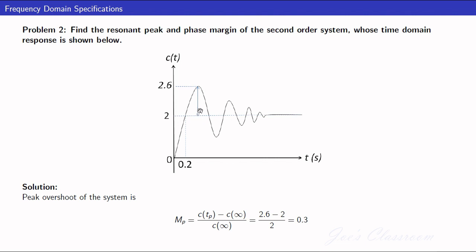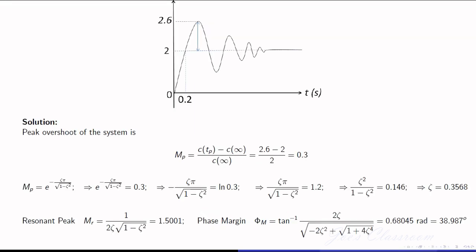But as I said before, to find out resonant peak and phase margin, you need zeta, and we can make use of this peak overshoot value to calculate the zeta. The peak overshoot is related only to zeta, and therefore if I equate using the expression for peak overshoot, I will be able to get the value of zeta. So MP is e power minus zeta pi by square root of 1 minus zeta square, and that is equal to 0.3. This exponential can be removed by taking a natural logarithm on both sides. The right side natural logarithm is ln of 0.3, and since the natural logarithm also has a base of e, this will be zeta pi by square root of 1 minus zeta square.